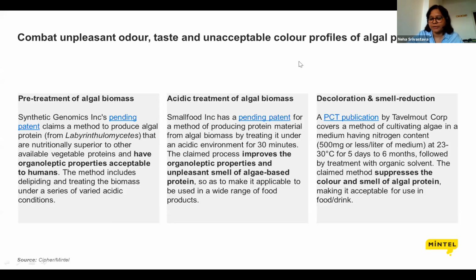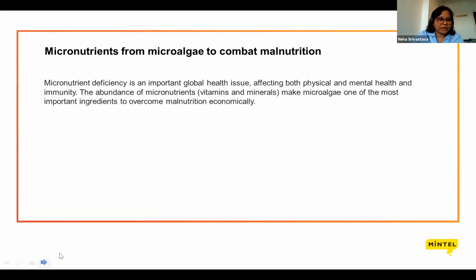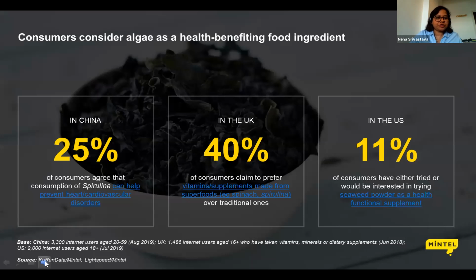Another finding from the patents is that researchers are trying to identify different types of components from the microalgae that can help in combating malnutrition issues. And before that, we tried to identify how consumers relate algae based ingredients with their food. We found that in China, UK, and US, consumers relate algae as a health benefiting food ingredient.